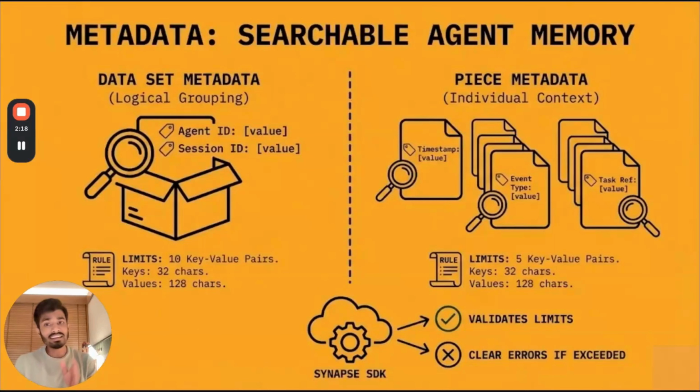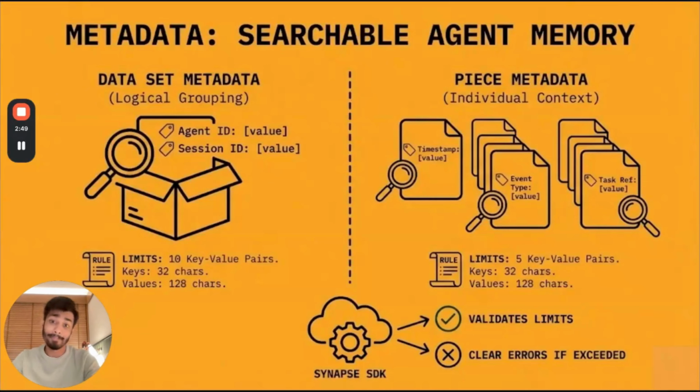Now, metadata is where things get interesting for agent memory, because metadata is what makes your stored data searchable. Both datasets and individual pieces can carry key-value pairs that you define at upload time. For a dataset, you might tag it with an agent ID or session identifier. For individual pieces, you will want to include timestamps, event types, task references, whatever context you need to make things make sense.